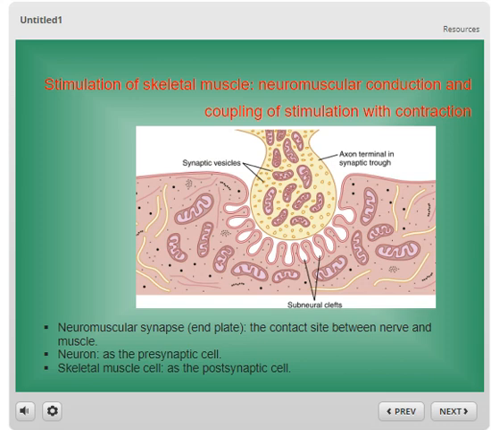Okay, as a summary, the interaction between neurons and skeletal muscle fibers at the neuromuscular junction is essential for voluntary muscle movement. The precise coupling of electrical stimulation and mechanical contraction allows for coordinated muscle action, critical for activities ranging from simple movement to complex motor tasks.